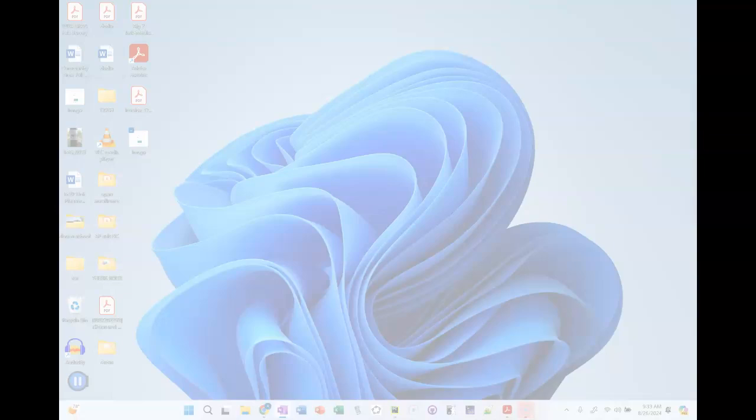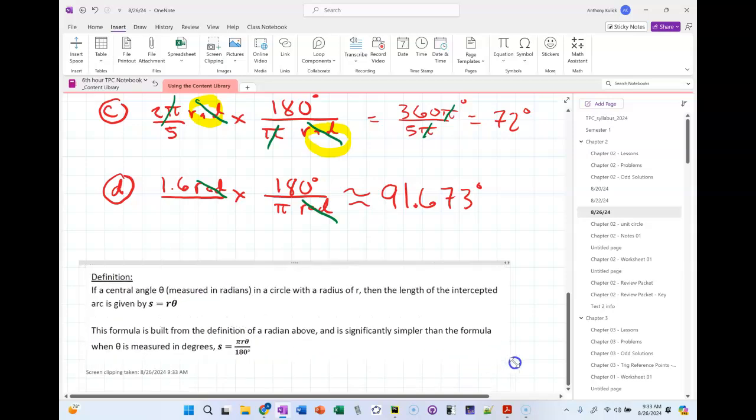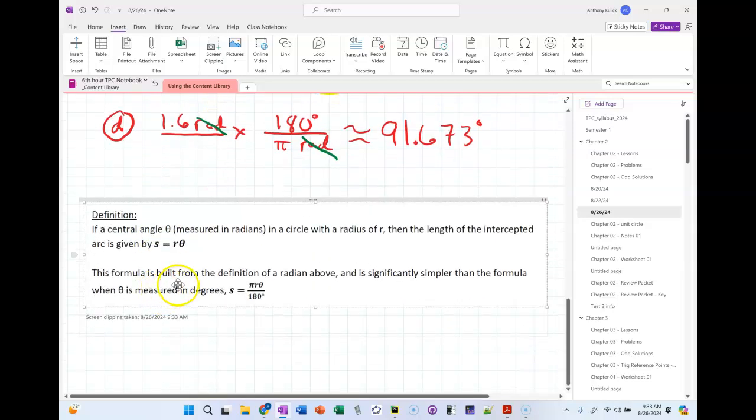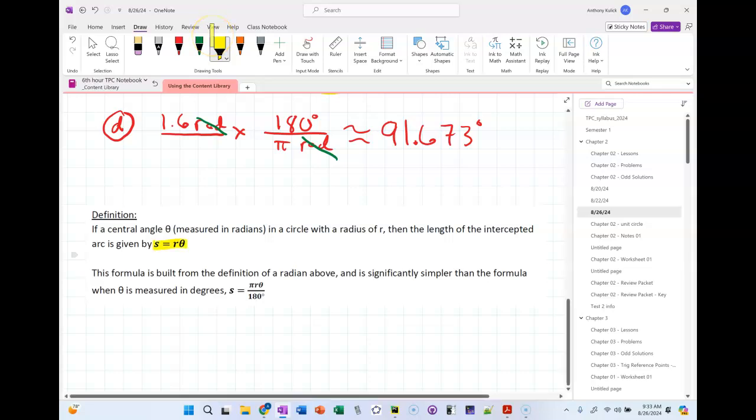The next thing we're going to define is an arc length formula. So we have two different versions of this formula. If S is your arc length and R is the radius of your circle and theta is that central angle, in one formula we have theta measured in radians, in the other it's in degrees.